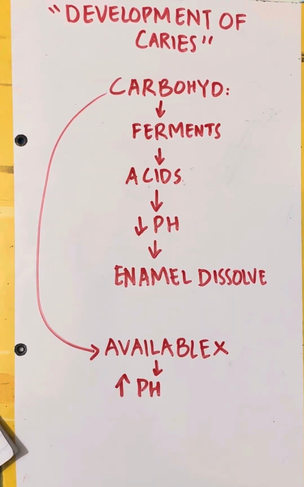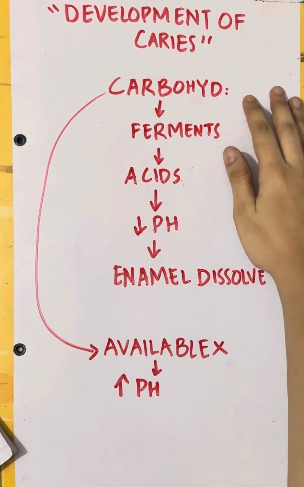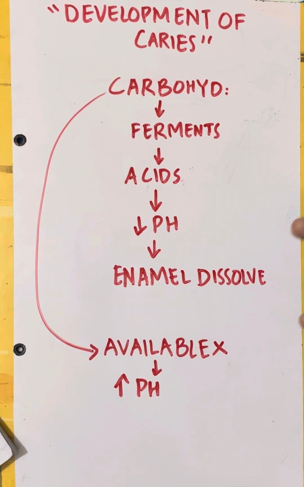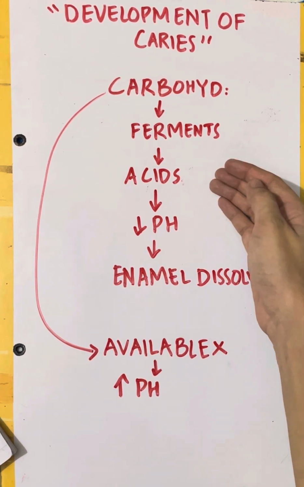Today we are discussing a new chapter, that is caries. So first we will discuss what is caries and how it develops. Caries is a process by which dissolution of our organic and inorganic matrix occurs. Consider you have taken a carbohydrate in your diet and it will be fermented by your body, converting into acids.